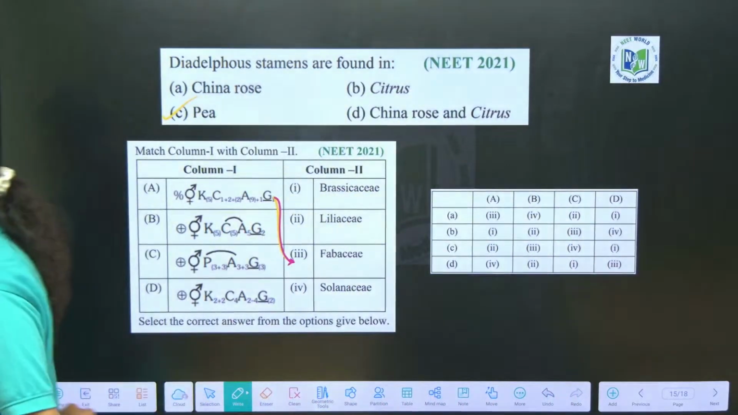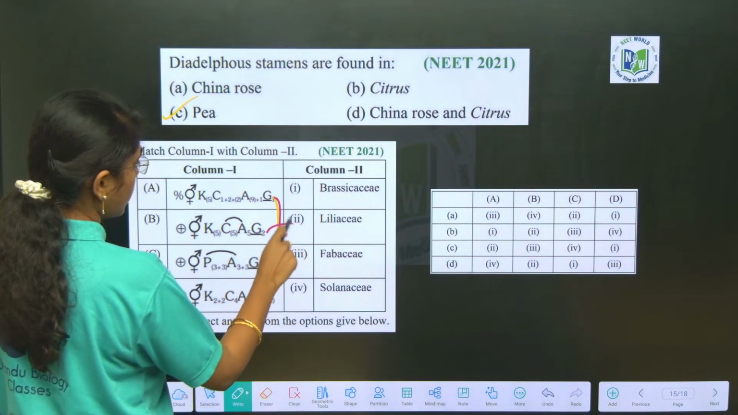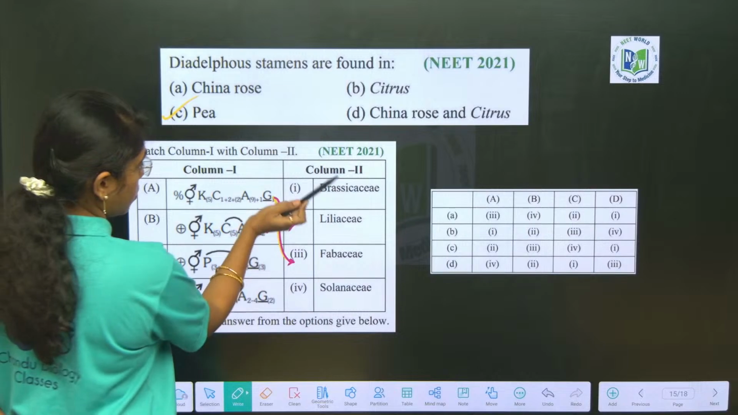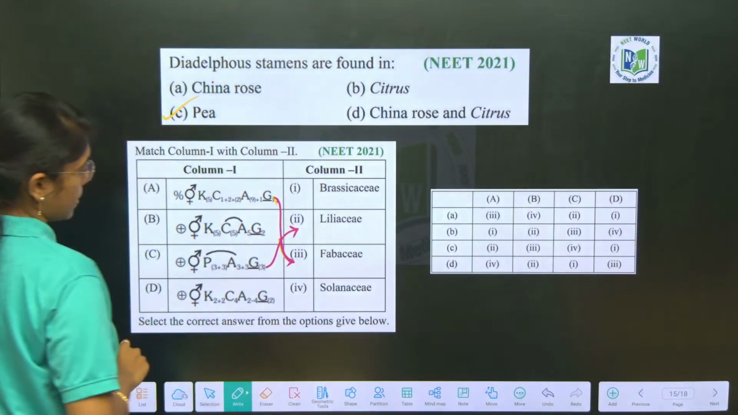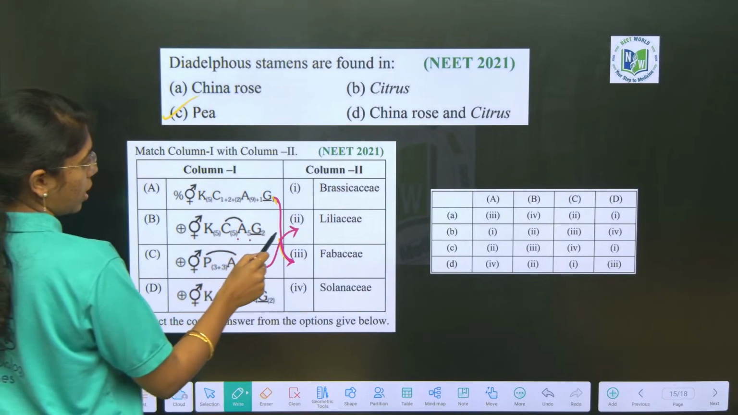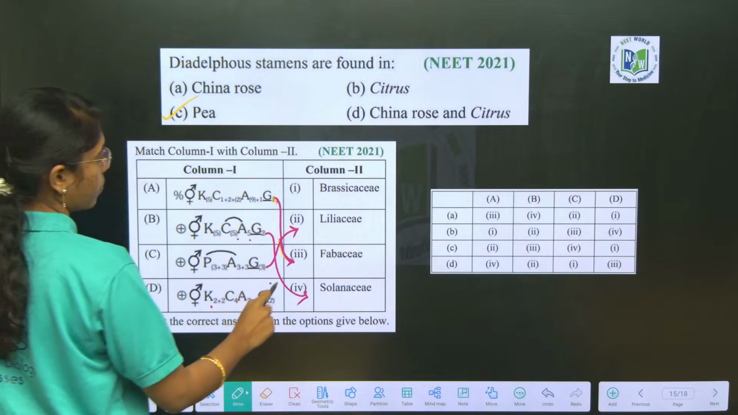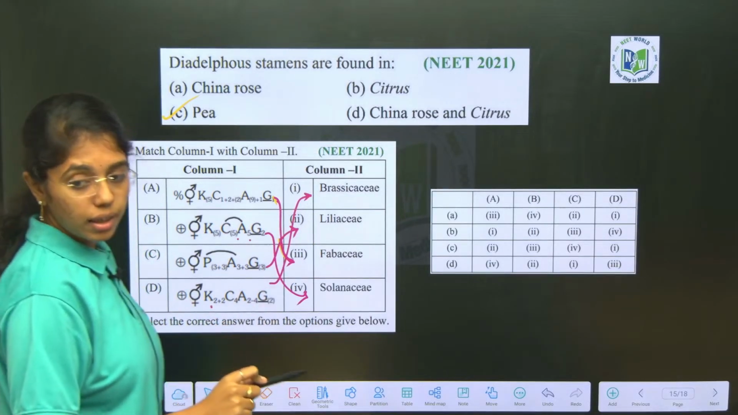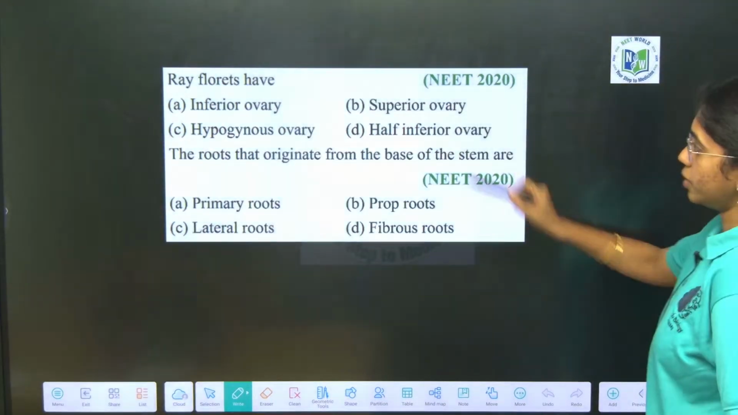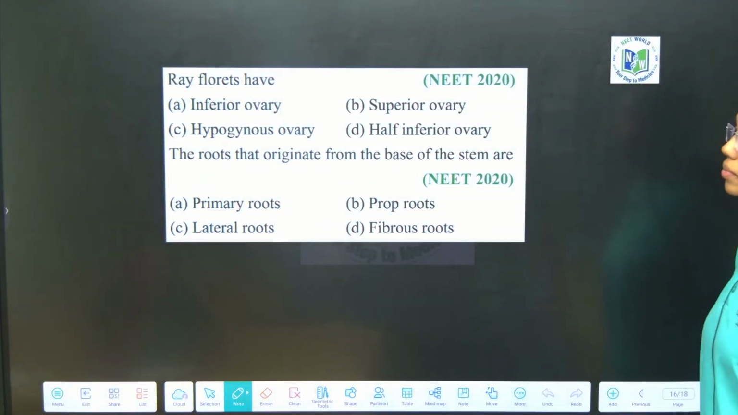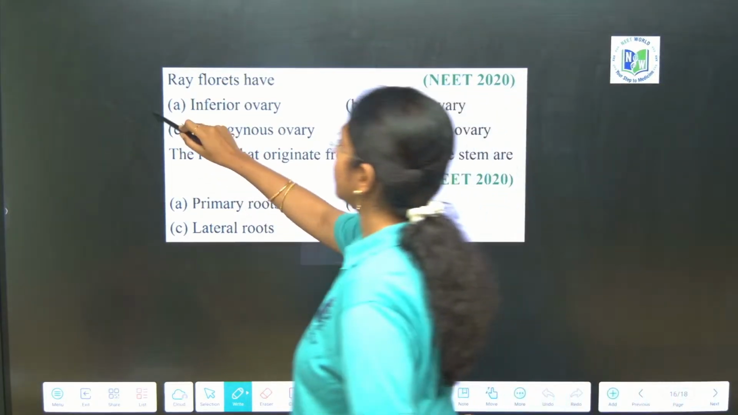C is Liliaceae. Next. C is Liliaceae, not B. Okay. Next. B is Solanaceae. Good, Abdul. Next. Remaining Brassicaceae. What is the right answer? Okay. Next. Dry flowers have inferior ovary. Good. This question.